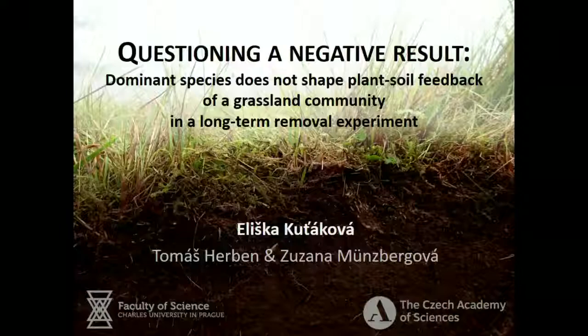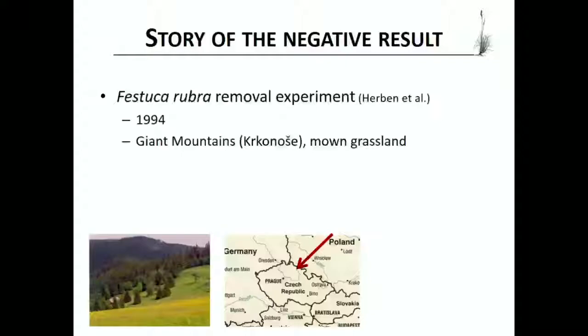Now I am going to tell you the story of the negative result, which I already spoiled. So it all began in the Czech Republic in the Giant Mountains, when Professor Tomáš Herben set up a removal experiment. It was done in 1994, and they were trying to focus on plant interactions on a small scale within grassland.